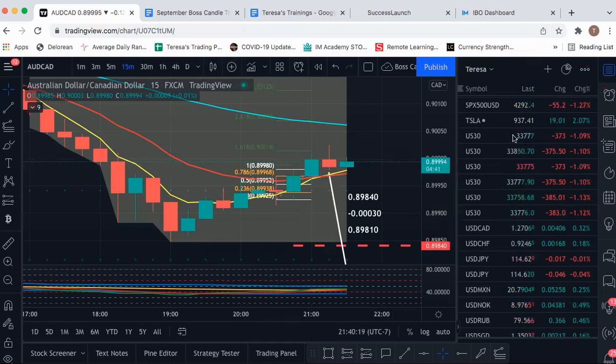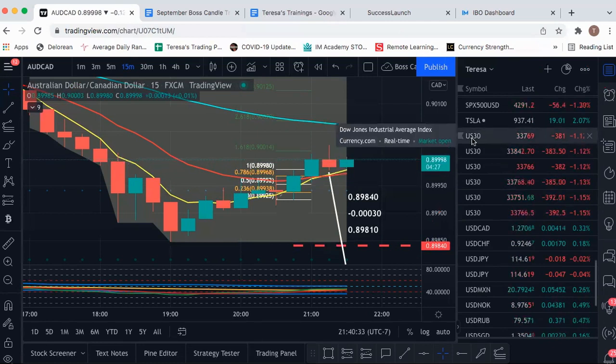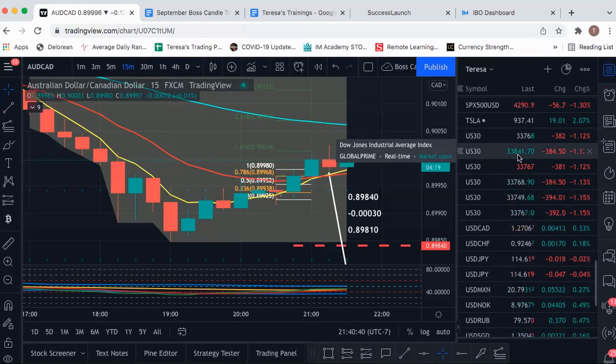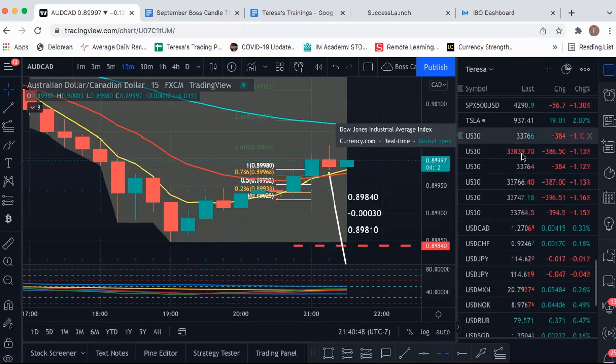So US 30, I want you guys to look at these numbers here and look at the difference between them. US 30 on this broker, which is, it's not telling me who. Normally when I hover it does. Okay, there we go. So this is currency.com, 33,766. And then look at the next broker, Global Prime, 33,840. Right, that's a difference of like 80 points.